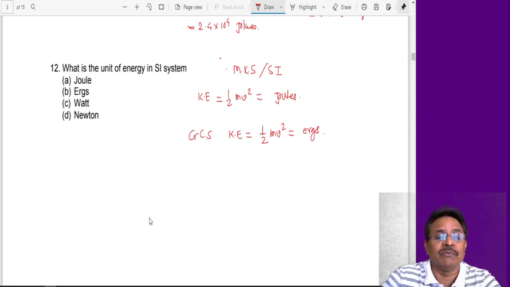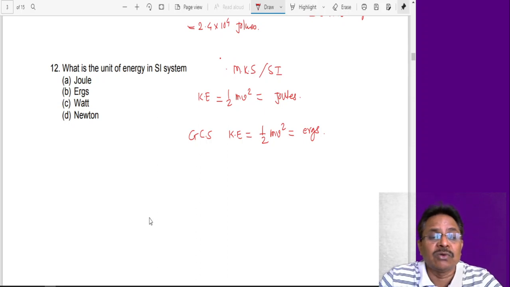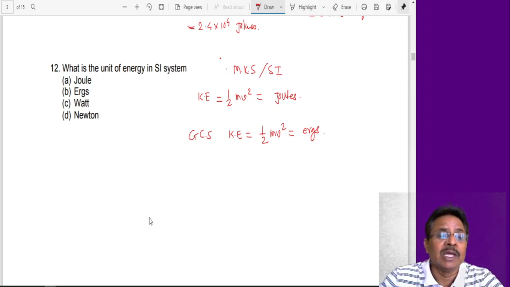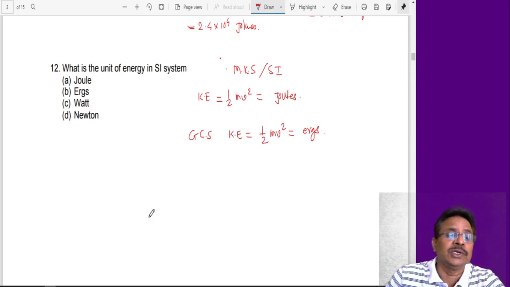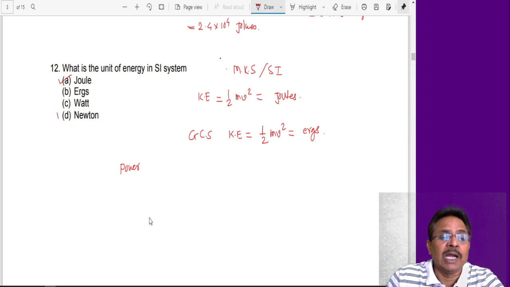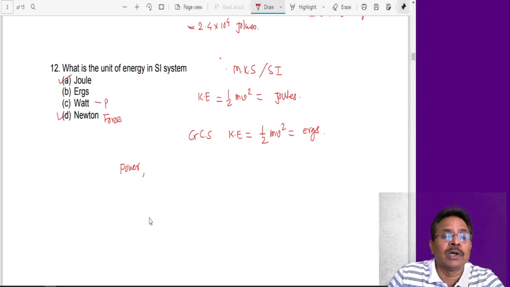So we have to remember very clearly that the SI unit of energy is joules, and the CGS unit of energy is ergs. So here the correct answer is joules. Now, watt is the unit of power and Newton is the unit of force. Ergs is the CGS unit of energy, and joule is the SI unit of energy.